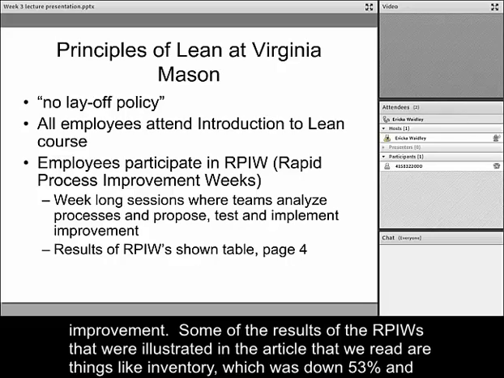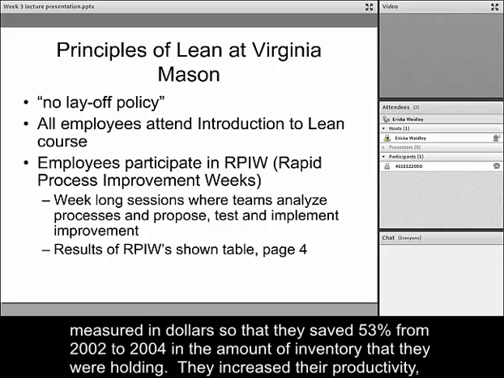Some of the results of the RPIWs that were illustrated in the article that we read are things like inventory, which was down 53% and measured in dollars, so that they saved 53% from 2002 to 2004 in the amount of inventory that they were holding.